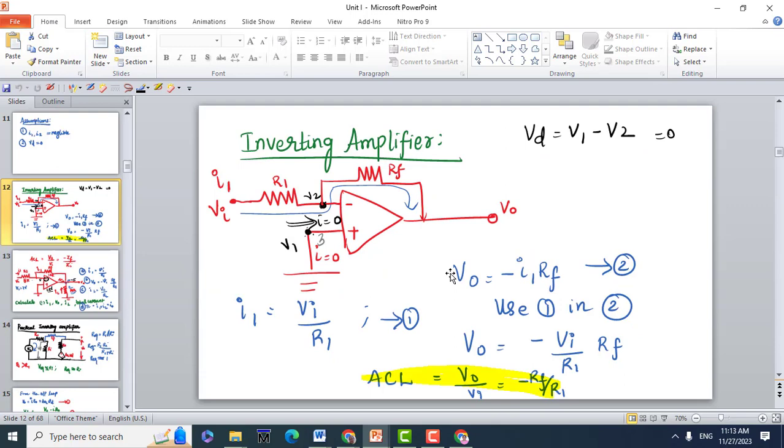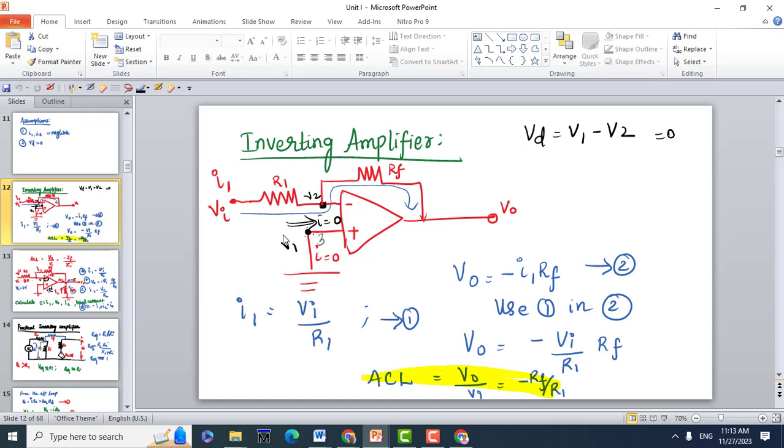Now in case of an inverting operational amplifier, you will be giving the input at the inverting terminal, meaning Vi is given to the negative terminal. All other things are the same. R1 is the input resistance, RF is the feedback resistance, and the non-inverting terminal is grounded. I1, the current flowing through R1 and RF, is Vi divided by R1. That is the first equation, and we already know Vd is V1 minus V2.